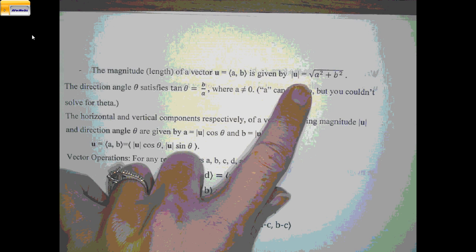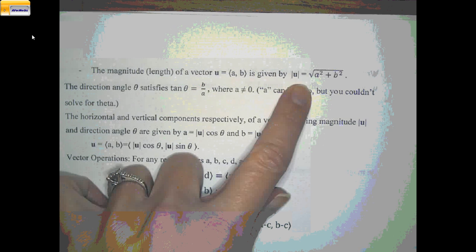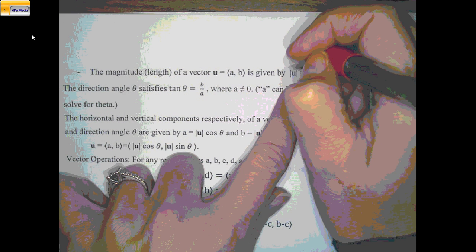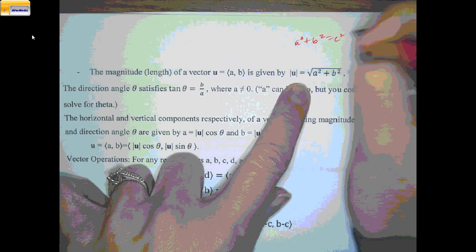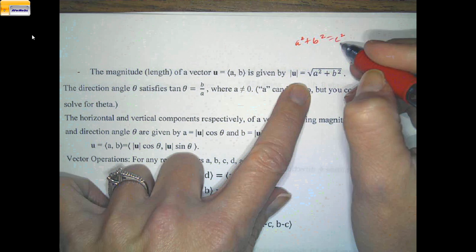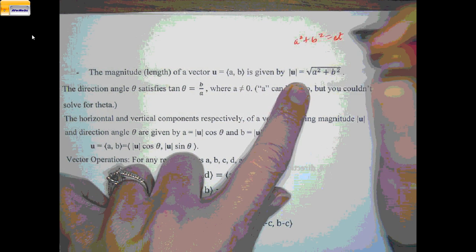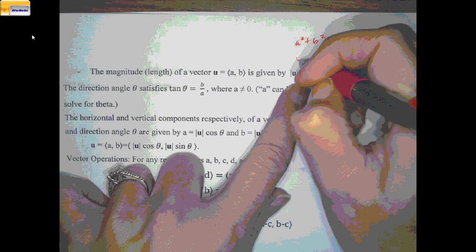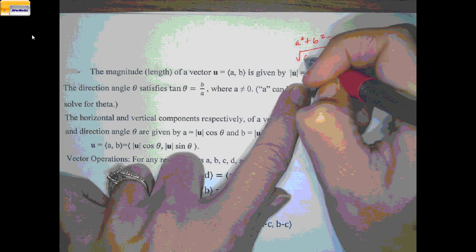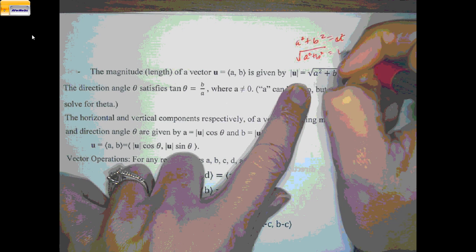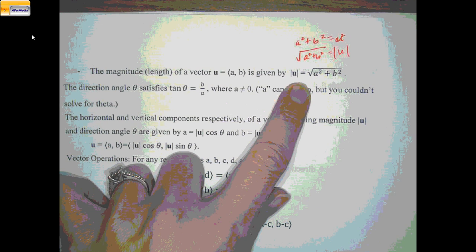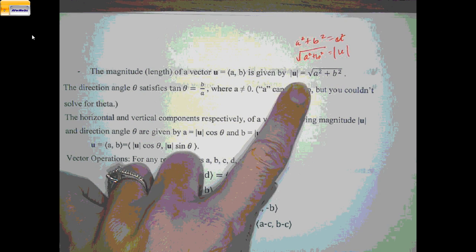But don't you already have that memorized? Isn't that really like a squared plus b squared equals c squared, where c, that's our hypotenuse, right? So we call that u. And then if you square root both sides, we have the square root of a squared plus b squared equals u. You already know it. If you want to memorize that, go for it, but you already know it.